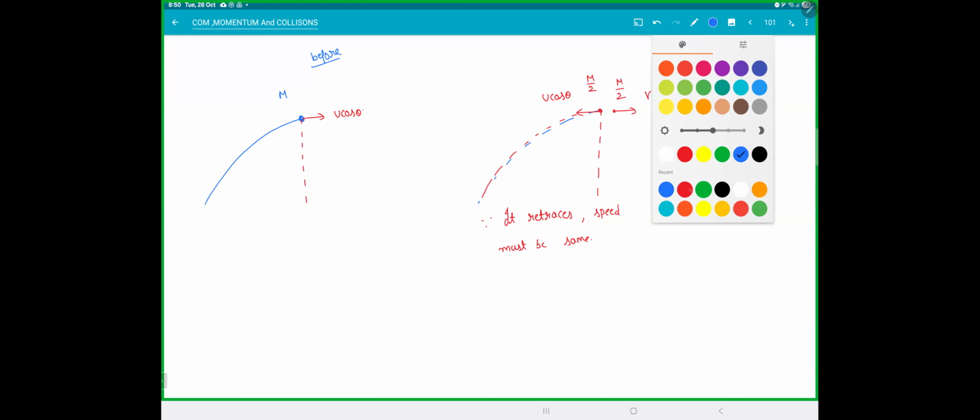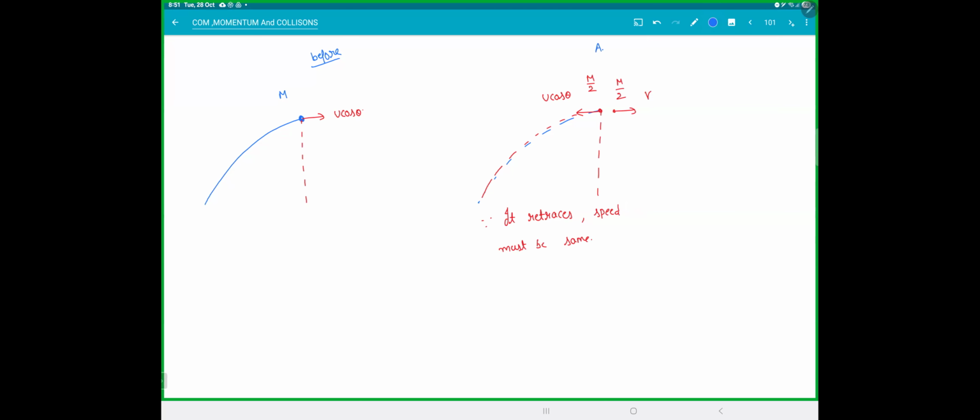So conservation of momentum. Initial momentum is equal to final momentum before and just after explosion. Initial momentum is mu cos theta i cap. This is m by 2 minus u cos theta i cap. And that will be m by 2 v bar. So you get v bar will be 3u cos theta. Means after explosion, this guy will gain a speed of 3u cos theta.